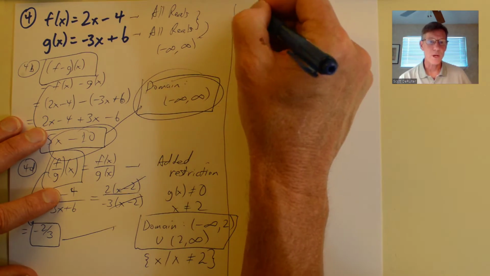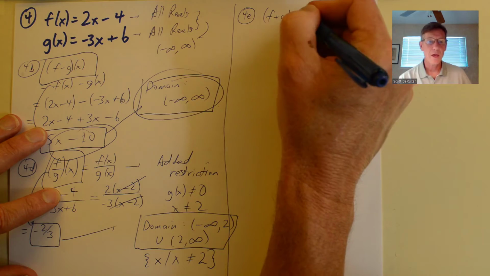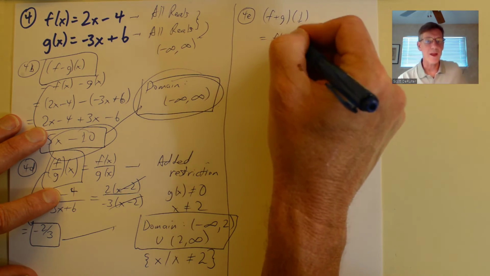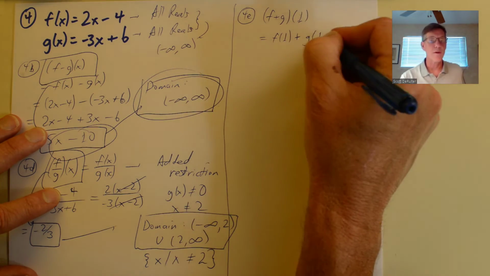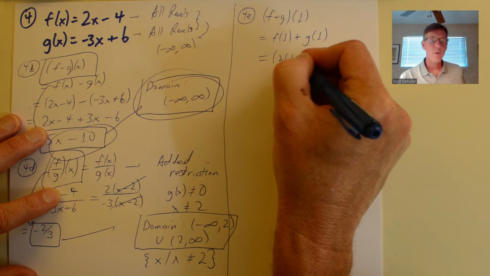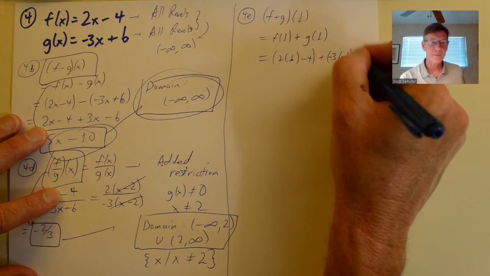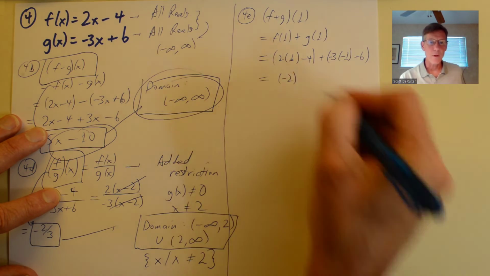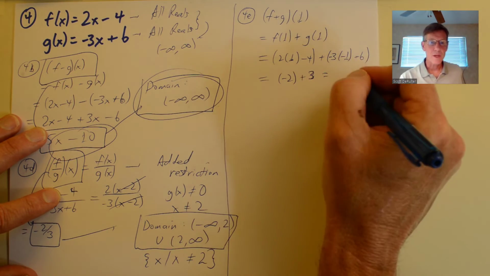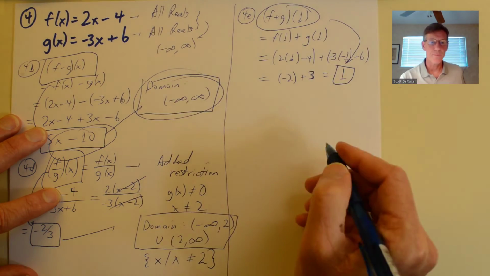All right, if we take a look at 4e, that's the sum of two functions, and here we're going to find it at a specific value of 1. So we find the function at 1, f at 1, and g at 1, and then we just add them together. Do a little simplifying. So we get negative 2 for f of 1, and we get 3. We add them together, we get 1 total.